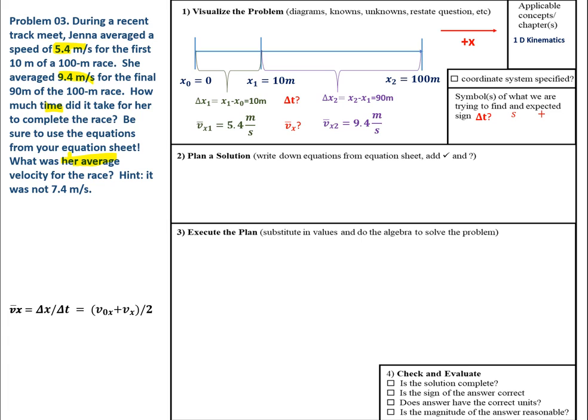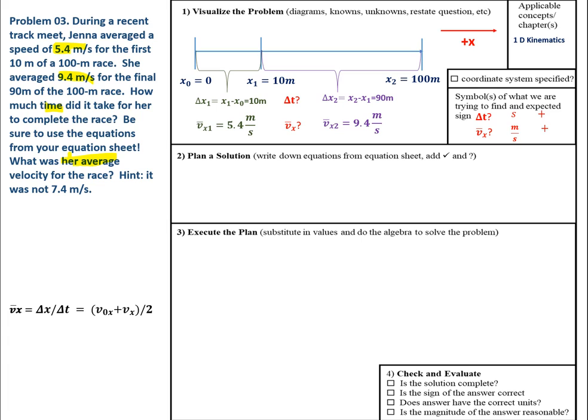The next variable is the average velocity, and the unit of average velocity is meters per second. Let's talk about the sign. The average velocity of a particle moving in one dimension can be positive or negative depending on the displacement. Jenna is moving to the right, so she has a positive displacement. For that reason, I expect a positive number for average velocity.